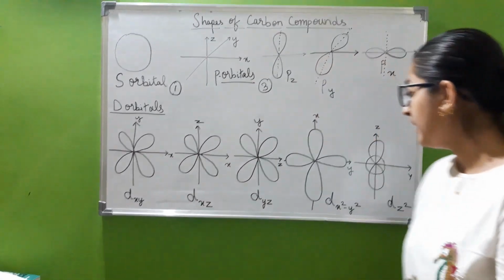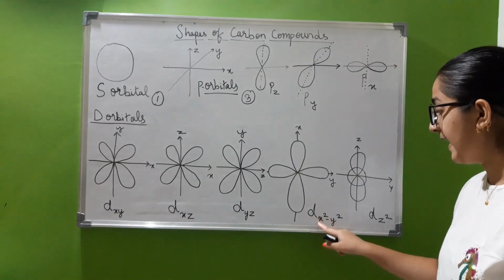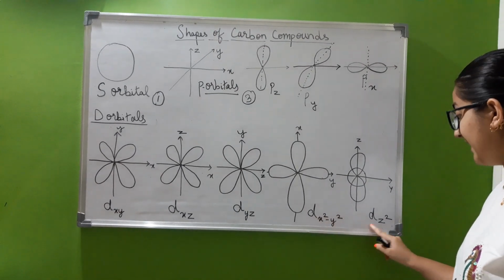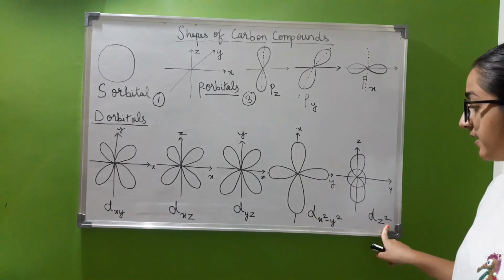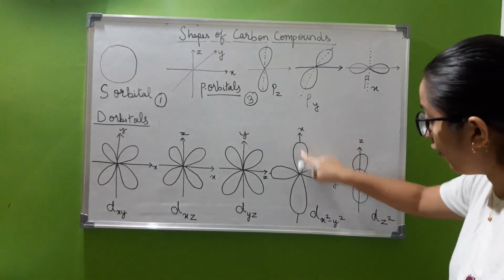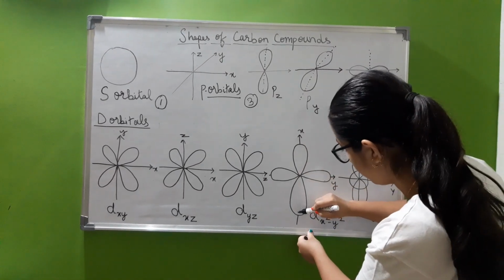But while coming to d x square minus y square and d z square, here we can notice that the orbitals are passing through the axis.